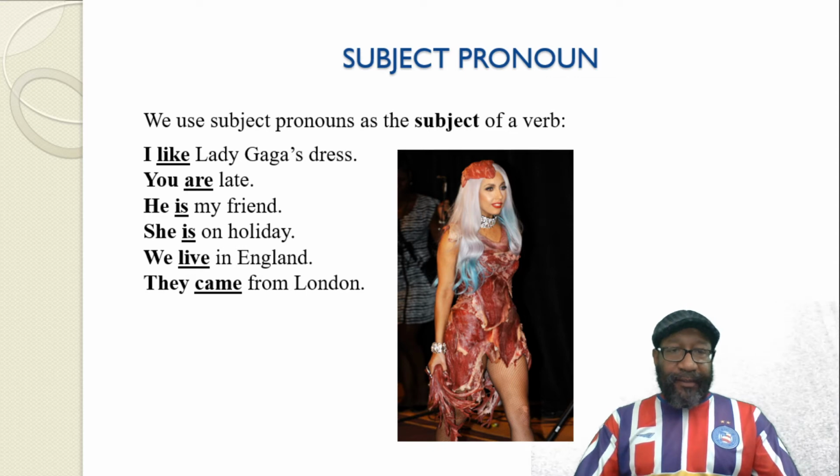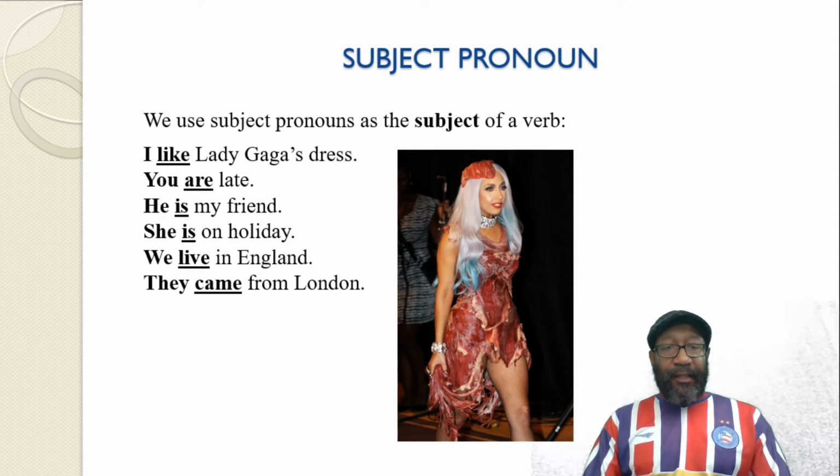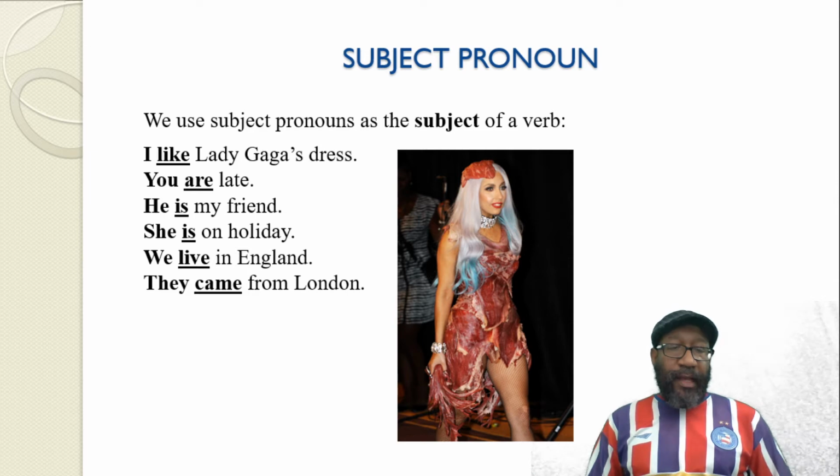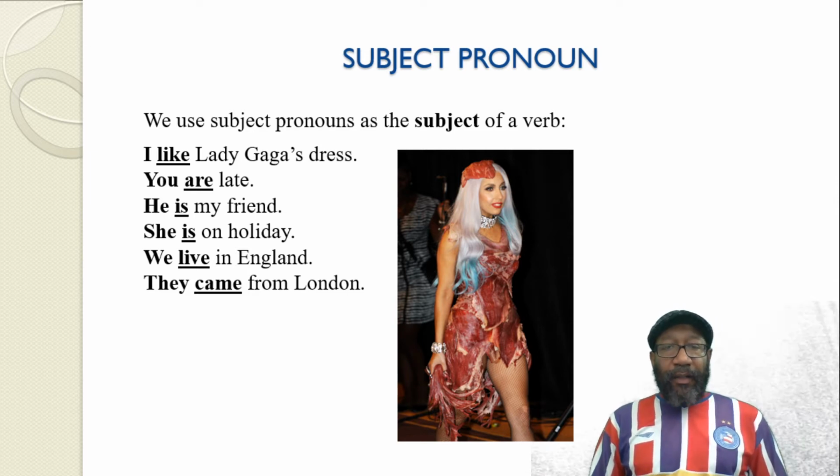You are late. He is my friend. She is on holiday. We live in England. They came from London. So, as you can see, all of these subject pronouns appear before the verb and at the beginning of the sentence. So, this is a structure that repeats a lot in the English language.